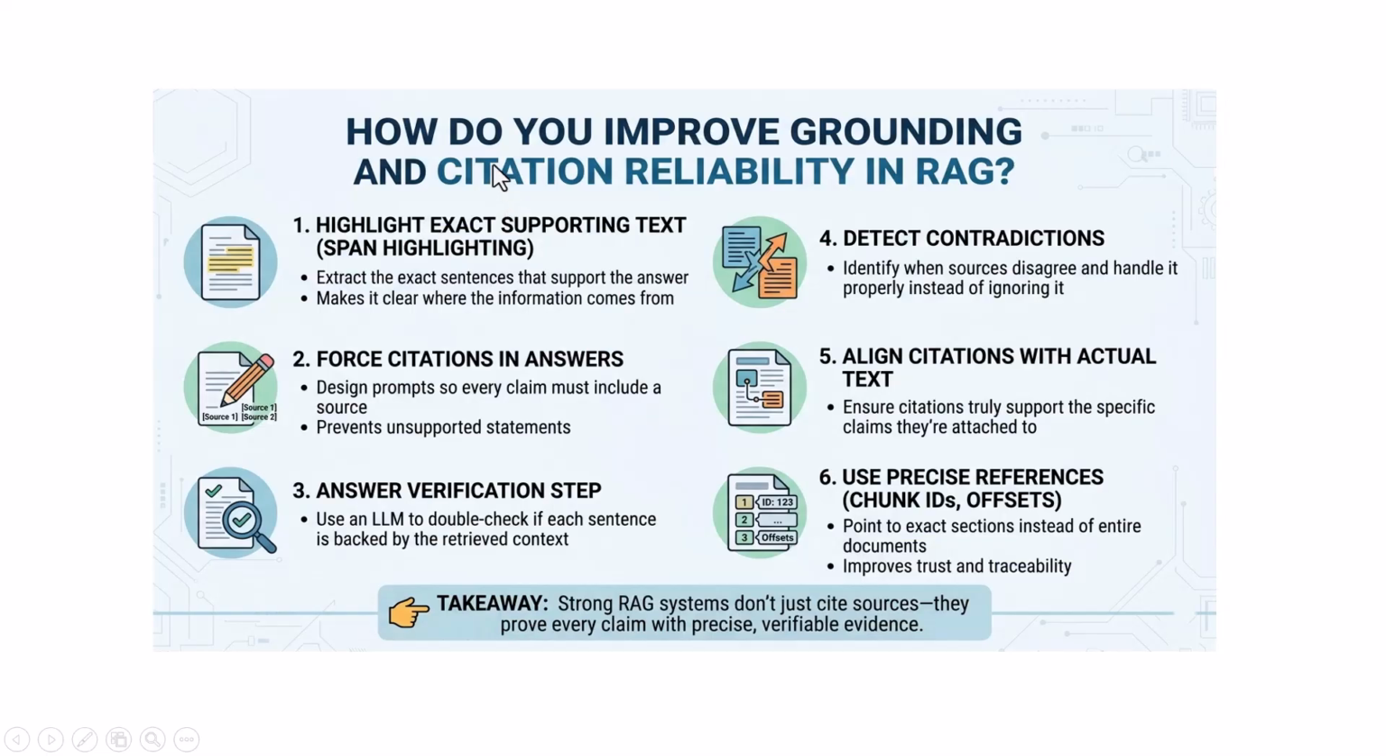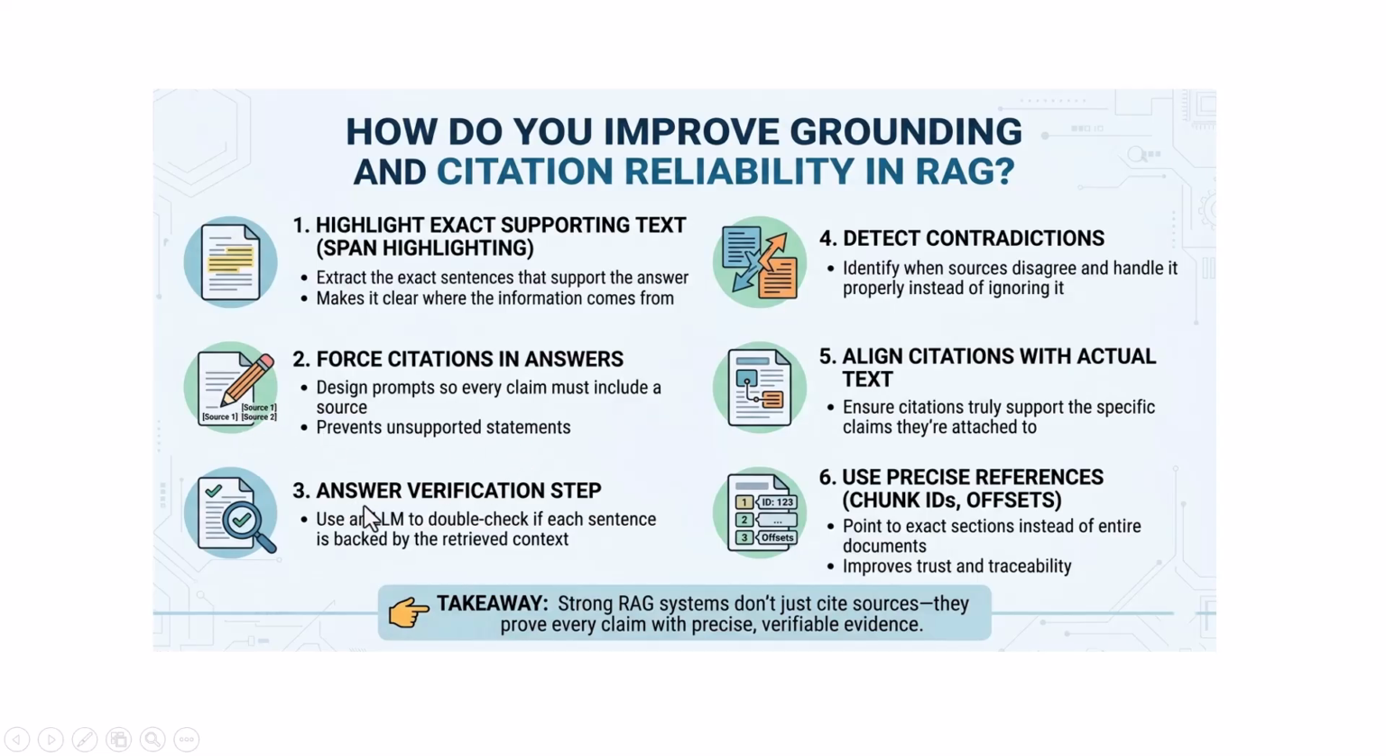Okay? Let's understand how do you improve grounding and citation reliability in RAG. First thing is you can try highlighting the exact supporting text, that is, extract the exact sentences that support the answer. This makes it clear where the information comes from. Okay? And another reliable one is force citations in answers. That is, design prompts so every claim must include a source. This will prevent unsupported statements.